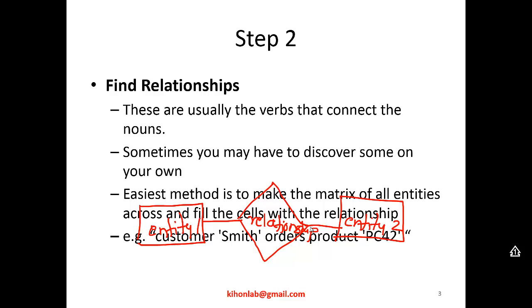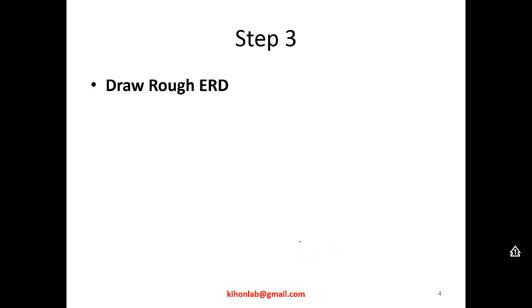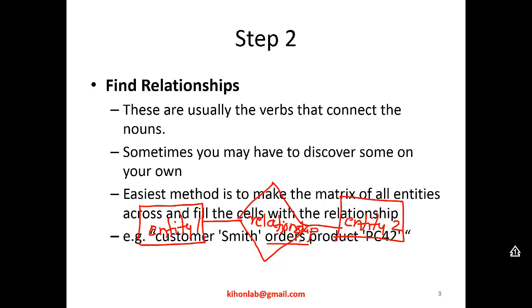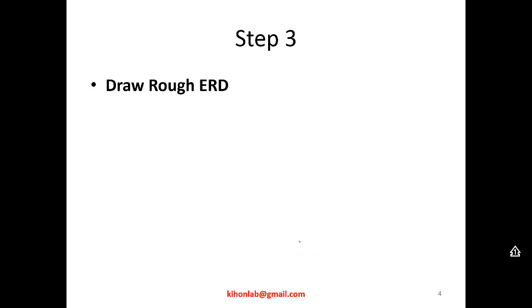Example, customer Smith orders product. Customer and product, these are the two entities, and these two entities will be related by this orders. So orders is the relationship. So I have here in this example customer and product.